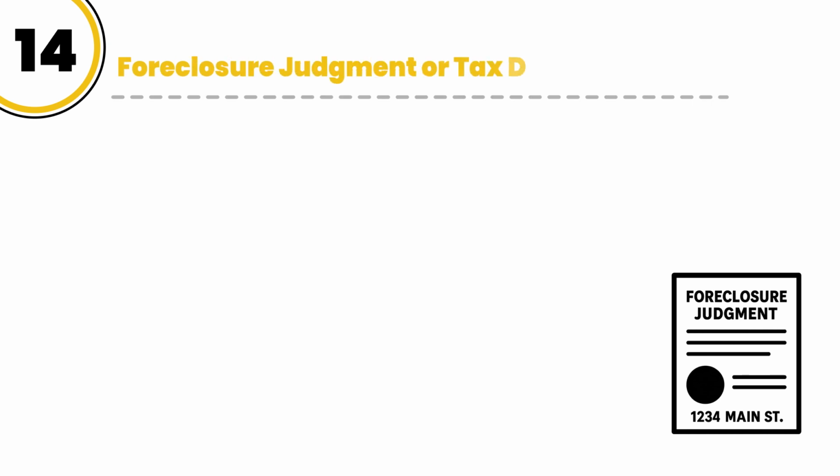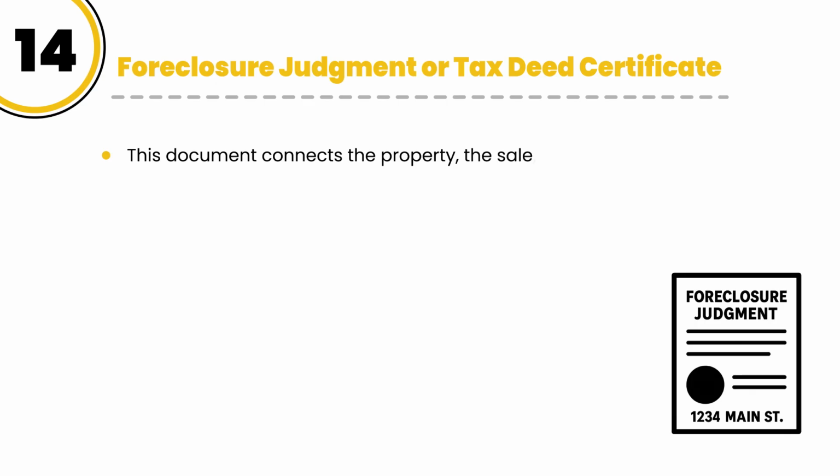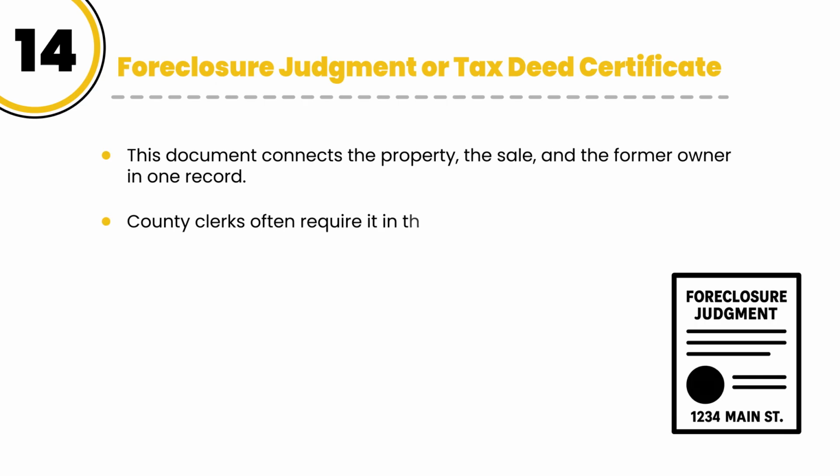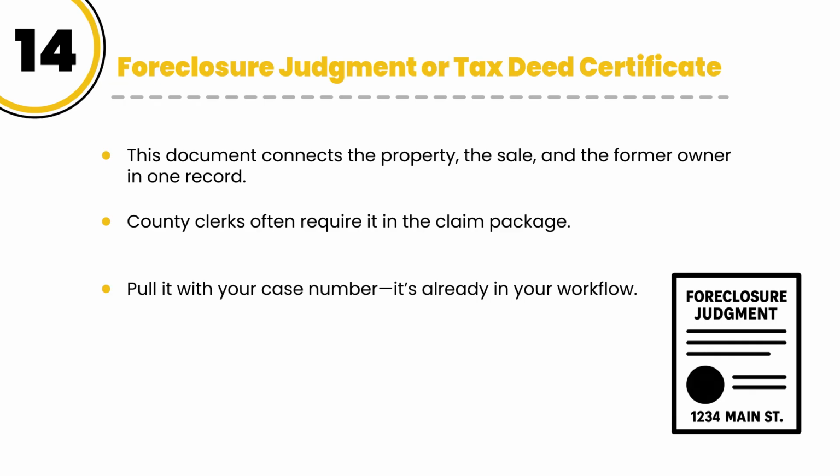14. Copy of the foreclosure judgment or tax deed certificate. This ties the property, the sale, and the former owner together in one document. County clerks ask for this regularly as part of the claim package. Pull it from the court records while you are pulling the case number.